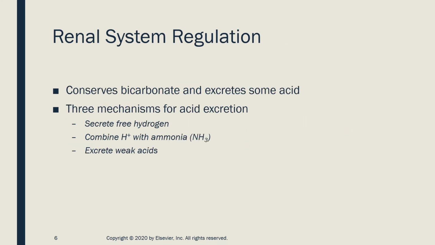Now, with renal system regulation, as I said earlier in the previous slide, we look at the bicarb level, because the kidneys conserve bicarb and excrete some acids. That's the normal function of the renal system. Again, there are three mechanisms for removing acids: secreting free hydrogen, combining it with ammonia, or excreting weak acids. That's with the help of the kidneys.